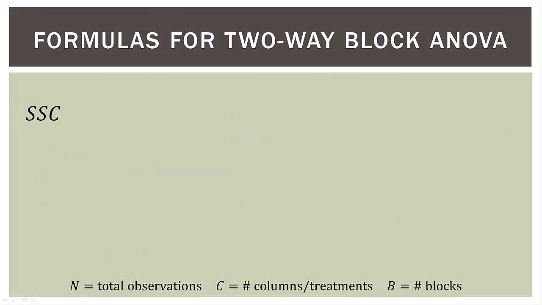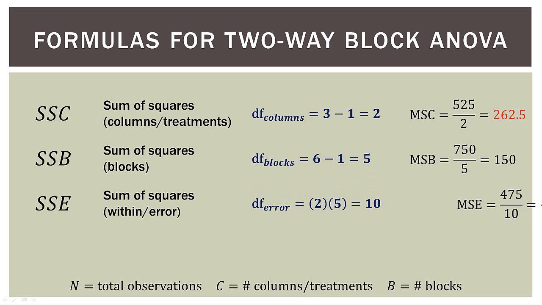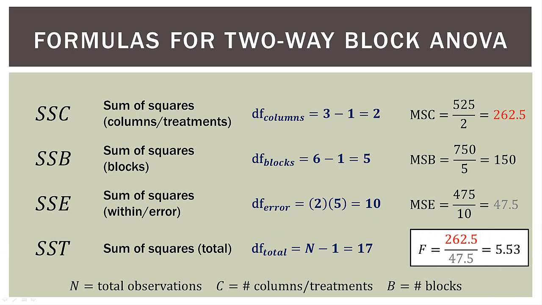So we are back from Excel. Let's go ahead and summarize some of what we found. Our SSC was 262.5, our SSB was 150, and our SSE was 47.5. Sum of squares total, again, was 17. Now remember, the F ratio we were interested in had to deal with the columns. We have mean square columns of 262.5 divided by the mean square error, or the MSE, which was 47.5. So that gave us an F ratio.